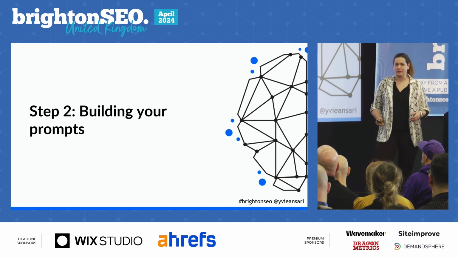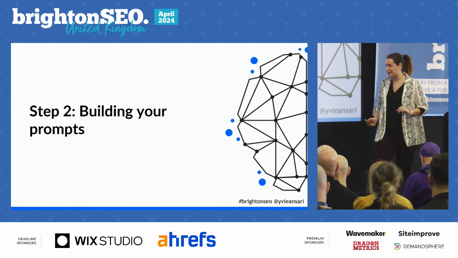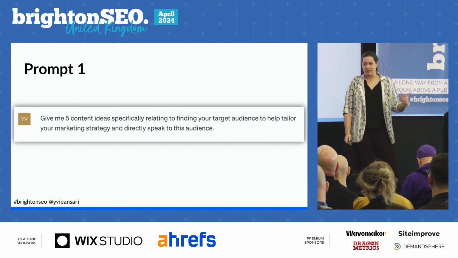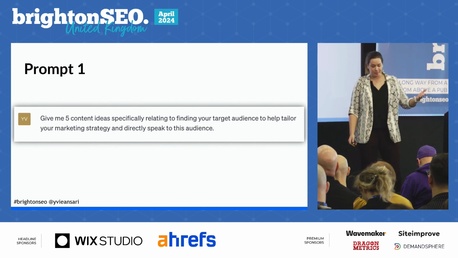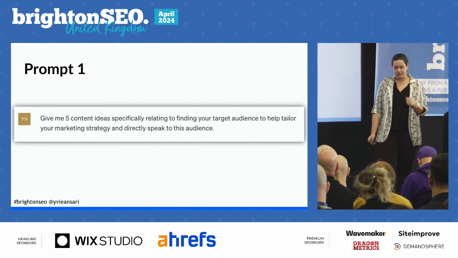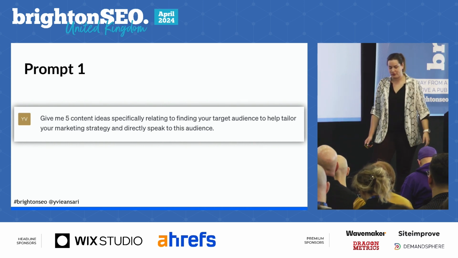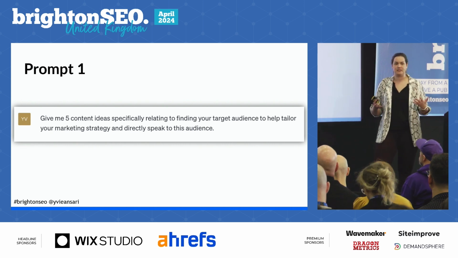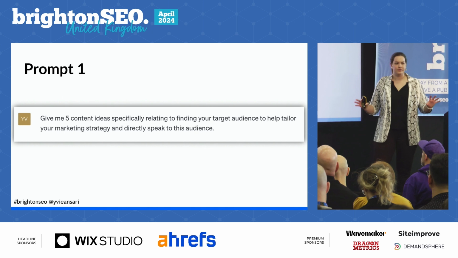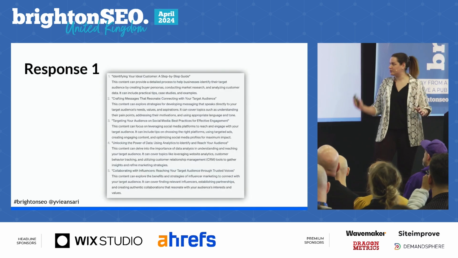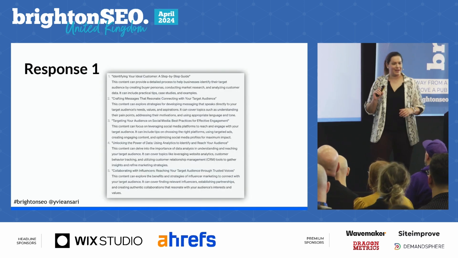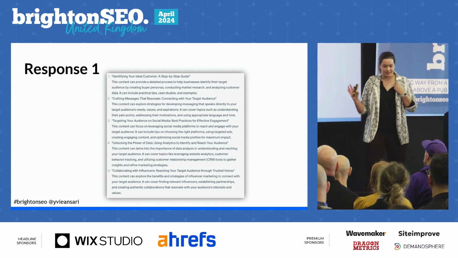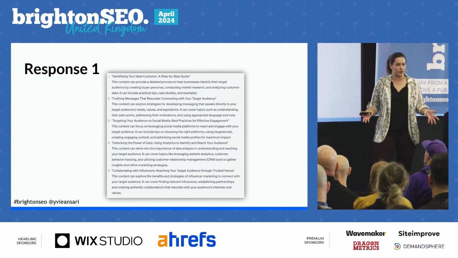Okay, now we're going to go into a little bit more on prompting. So as an example, prompt number 1, I've got here, give me 5 content ideas specifically relating to finding your target audience to help tailor your marketing strategy and directly speaking to this audience. Very vague, very broad. Don't worry about reading that, but if you actually were to read this, it's quite a vague output. It's not very specific to any kind of brand. It's not very specific to what you're looking for.